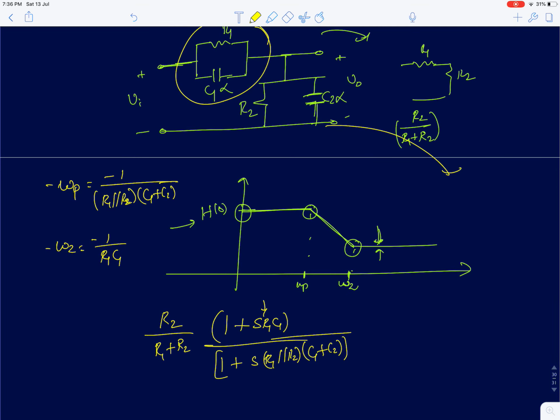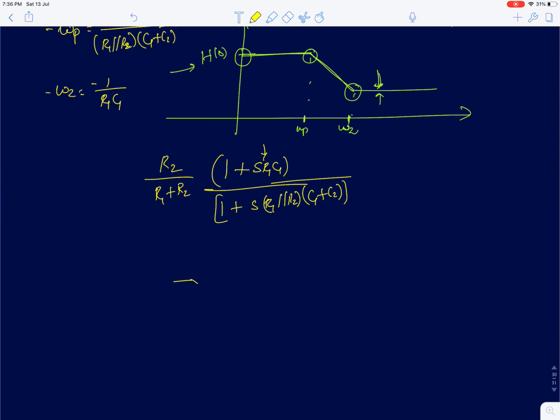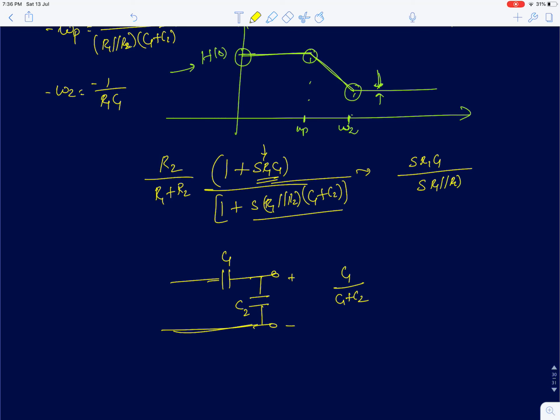Now what happens to this circuit at very high frequencies? At very high frequencies, I can ignore the resistors, so the circuit will simply reduce to a network consisting of two capacitors, C2, C1. The transfer function will be simply C1 by C1 plus C2. And you can very easily show that for very high frequencies, I can ignore the 1, and this function reduces to S R1 C1 by S into R1 parallel R2 into C1 plus C2, multiplied by R2 by R1 plus R2. So these terms will cancel out. S and S will cancel out. You will be left with C1 by C1 plus C2. So that's your transfer function at very high frequencies.